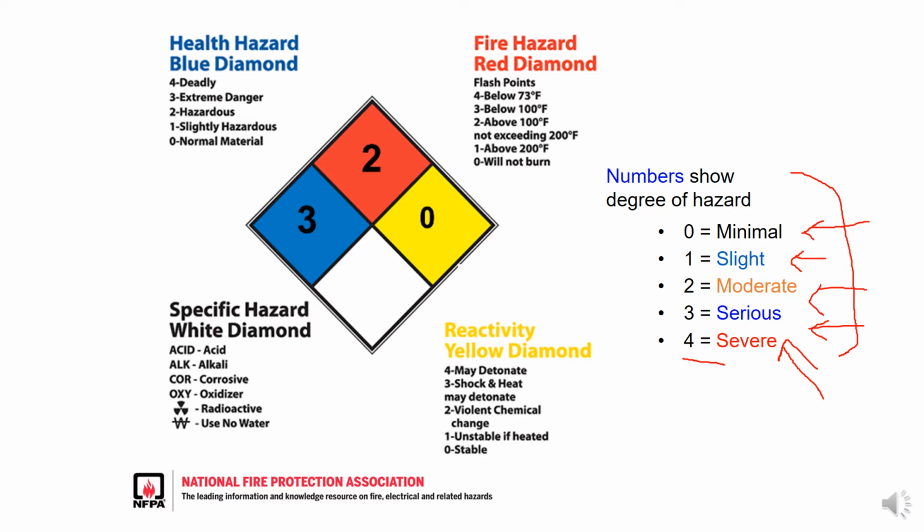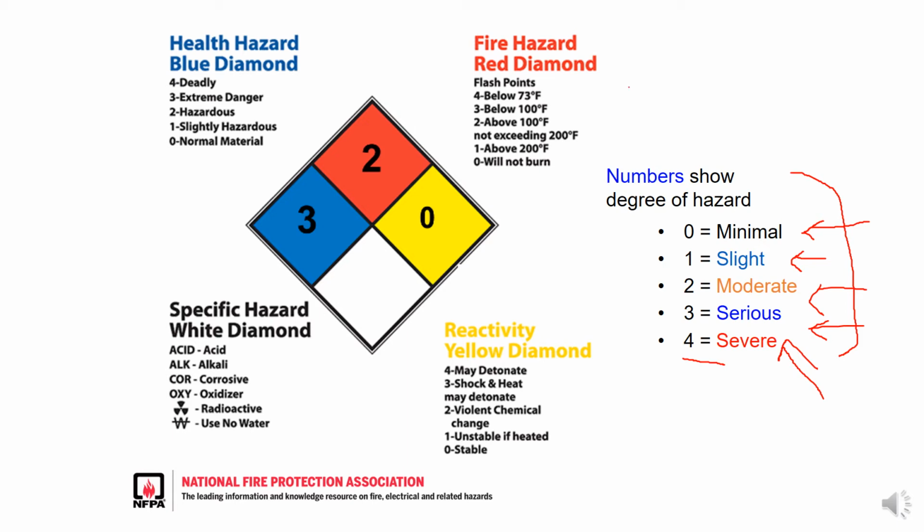So here you can see, for example, the yellow diamond. It mostly indicates reactivity. You can see it's also rated from 0 to 4. All are 0 to 4, of course, because these are the degrees of hazards. So here, yellow at 0 will not harm, meaning it will not burn above 200 degrees Fahrenheit. And of course, as the degree of severity increases, the temperature decreases.